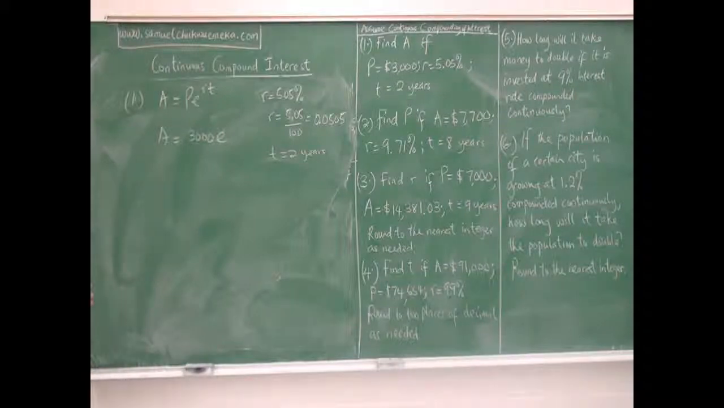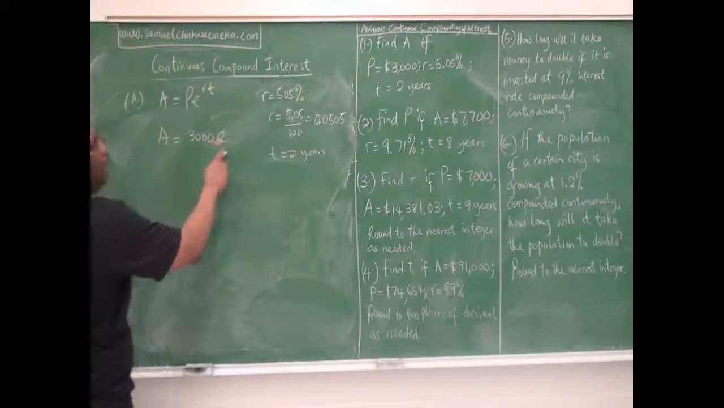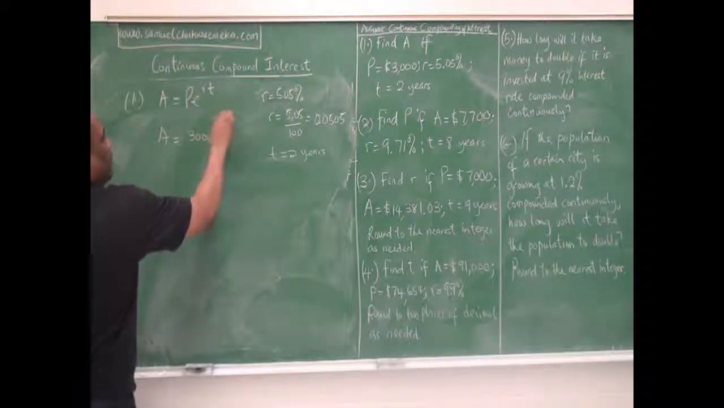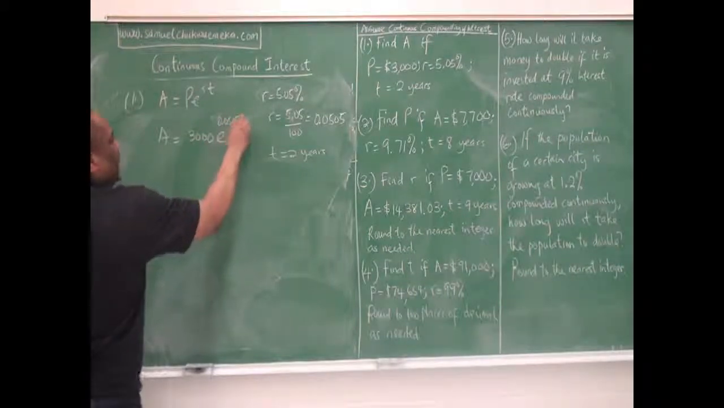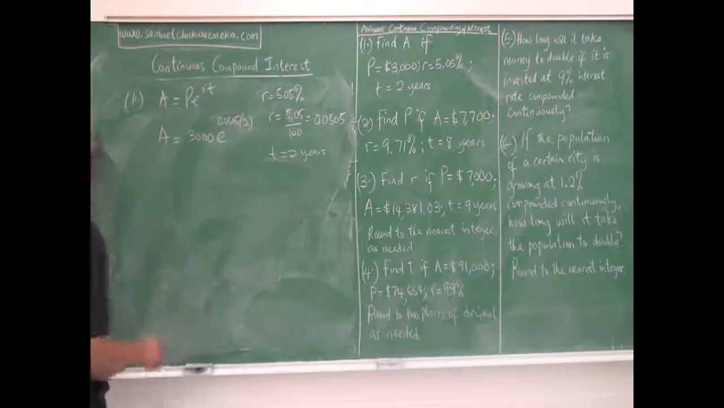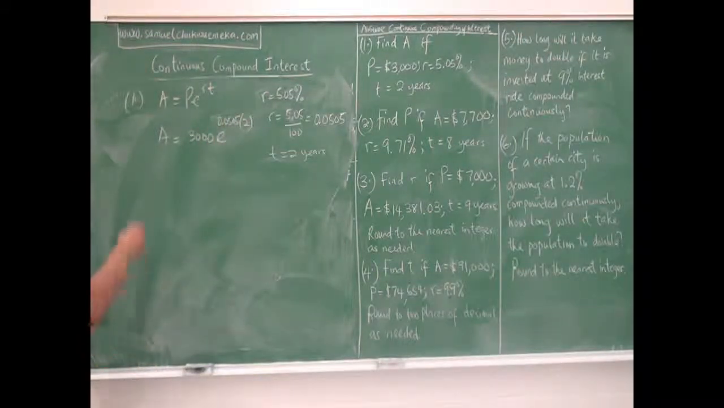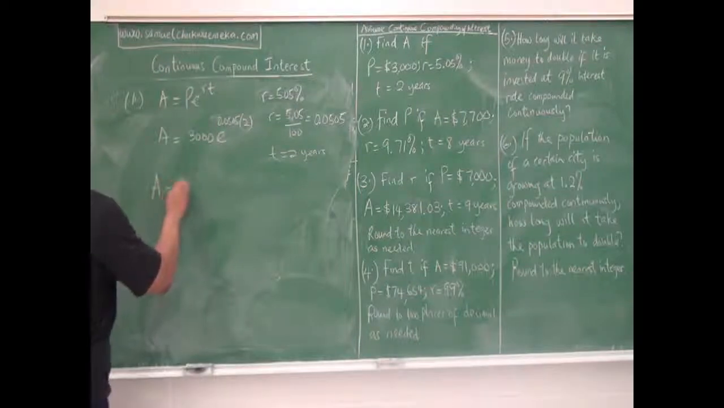Excuse me. So our T is 2 years. All right, so this will be e to the power 0.0505 times 2. Okay. So A will now be 3,000.